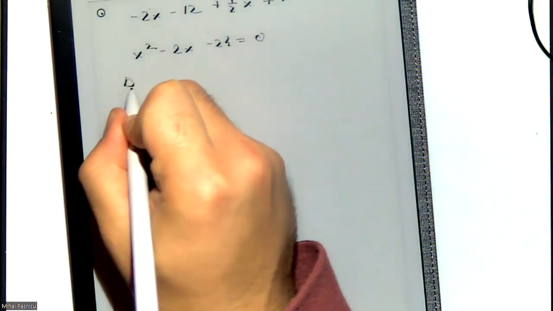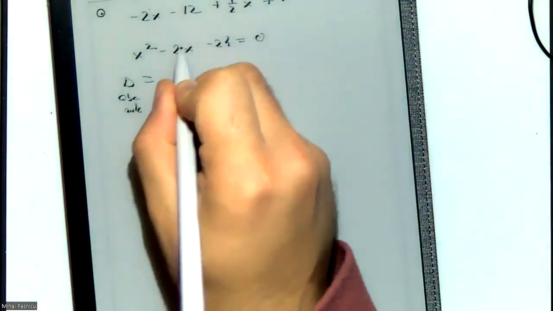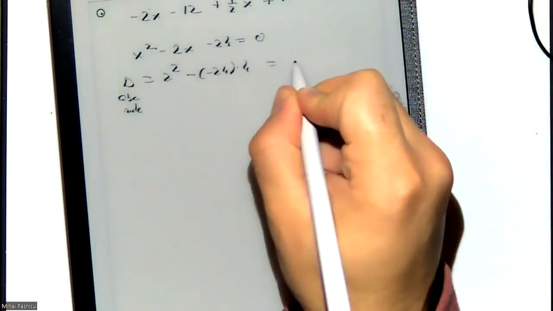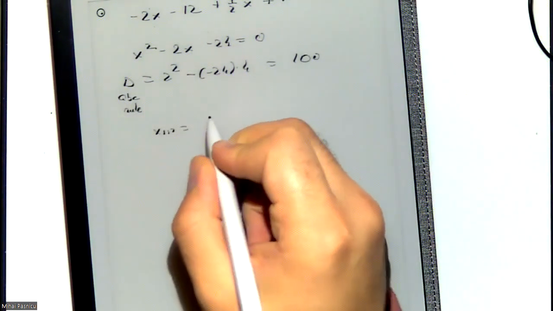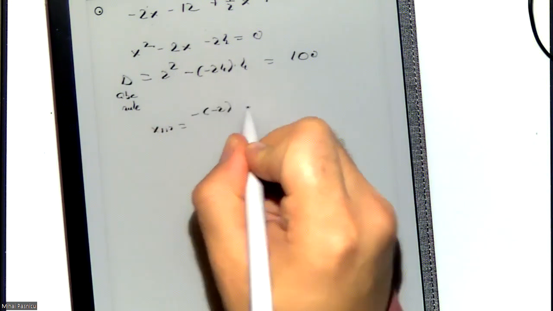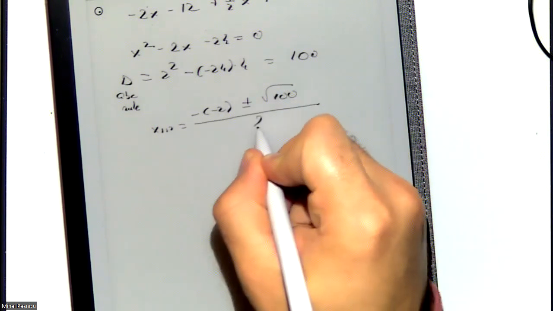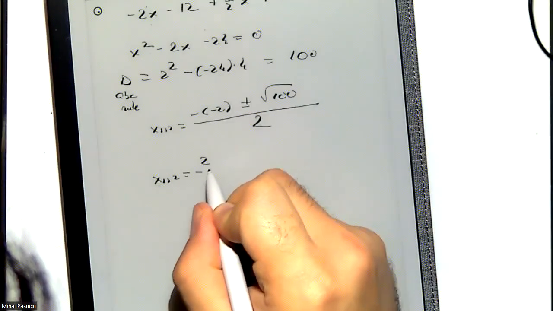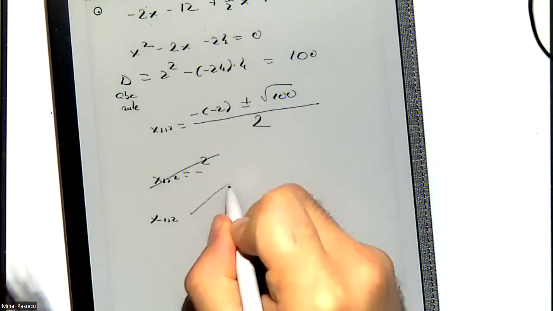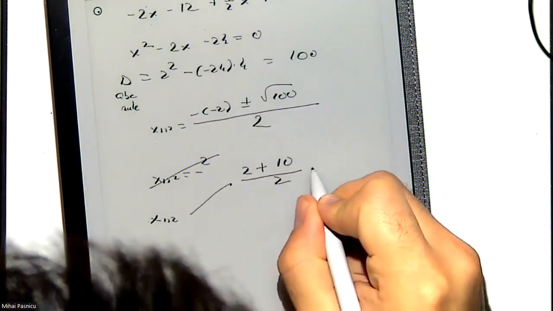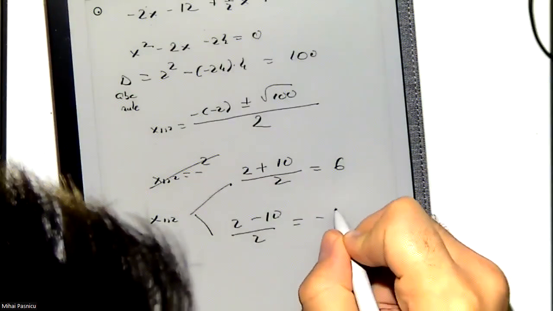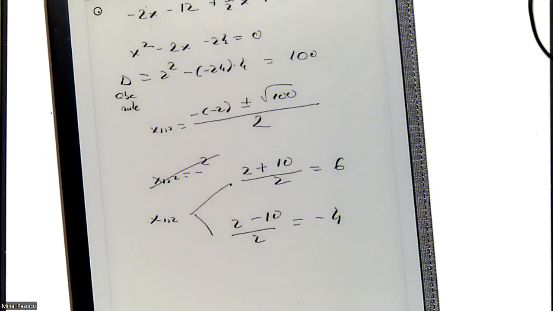Now we just compute the ABC rule, and you get 2 squared minus 24 times 4, which is going to give you 100. So my x12 is going to be minus b, so minus 2 plus minus square root of 100 over 2. So x12 is going to be, on one side, 2 plus 10 over 2, which is 6, and then 2 minus 10 over 2, which is minus 4. Yeah, I think this is correct. Okay, and I got the critical points.